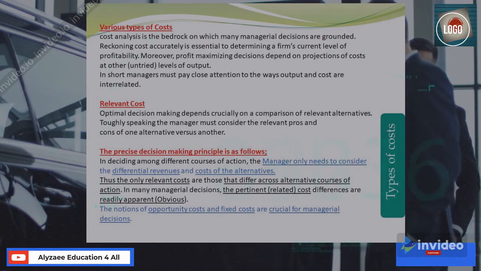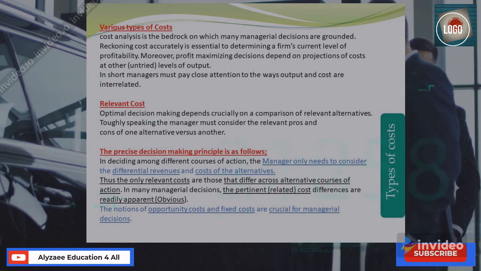Relevant cost kya hoti hai ki optimal decision making depends crucially on comparison of relevant alternatives. Ke pen industry hai to uske alternatives kya hain, auto industry hai to usme alternatives hain, sports industry hai to usme alternatives hain. Thoroughly speaking, the manager must consider the relevant pros and cons of one alternative with other. Precise decision making principles: in decisions among different courses of action, the manager only needs to consider the differential revenues and costs of the alternatives. So the only relevant costs are those that differ across alternate courses of action.